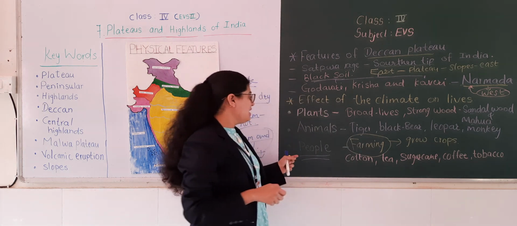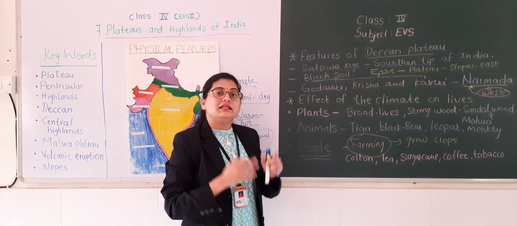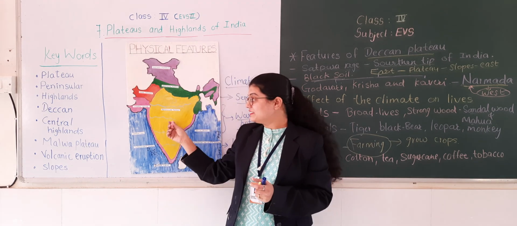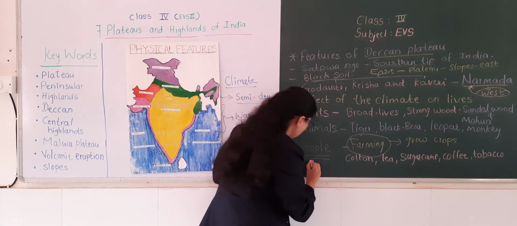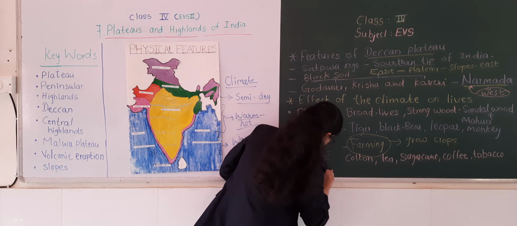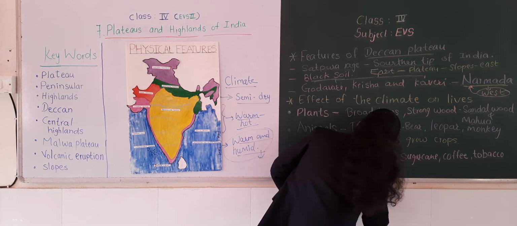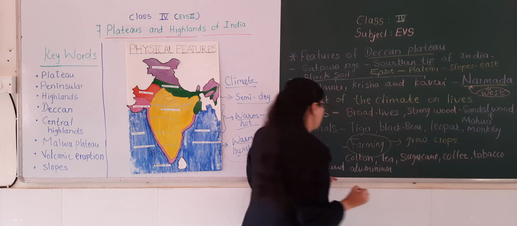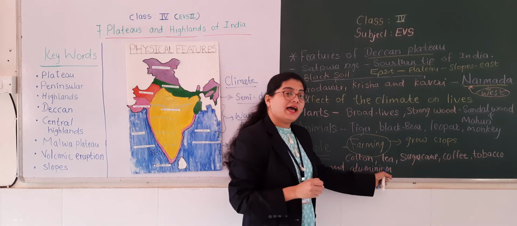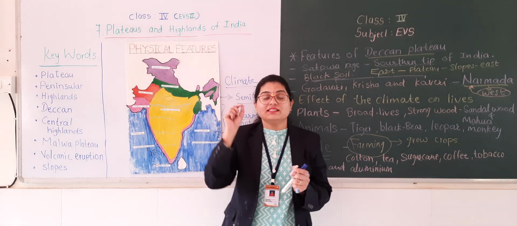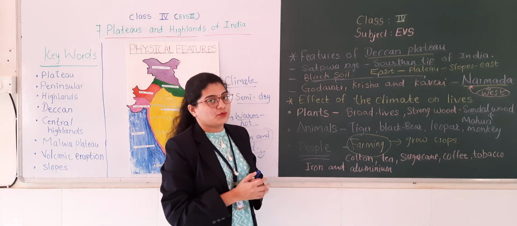Then, as this land formed due to volcanic eruption, we also have different minerals. This land is rich in minerals, such as iron and aluminium. We can find iron and aluminium in this region. So we can see different factories also in this region, especially in the Chota Nagpur region.